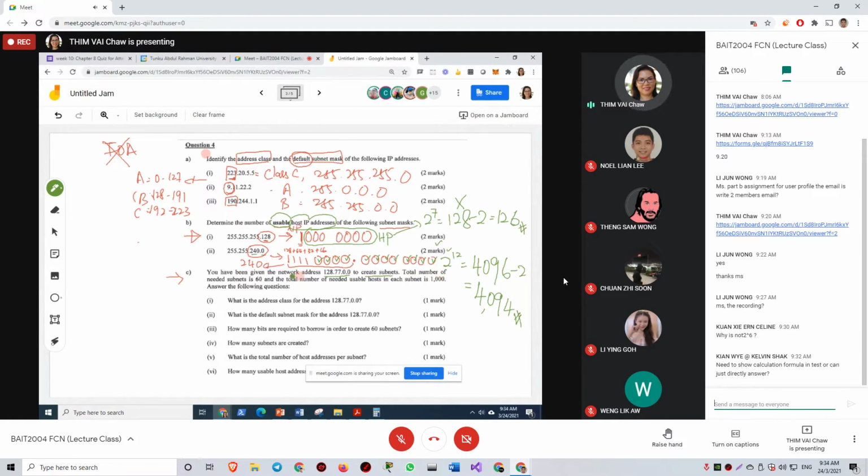So the total number of needed subnets is 60. The total number of needed usable host addresses for each subnet is 1,000. So definitely you need to look at the numbers. Even though it's a mix here, he is telling you the total number of usable hosts in each subnet. Each subnet needs to have 1,000, which means you must give at least 1,000 usable hosts.